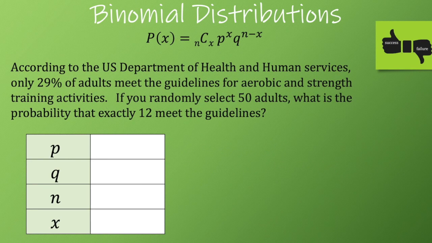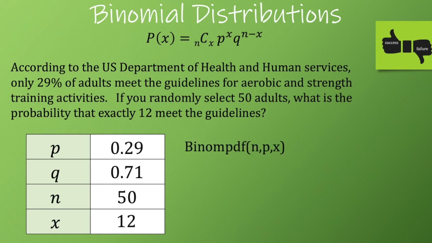According to the U.S. Department of Health and Human Services, only 29% of adults meet the guidelines for aerobic and strength training activities. If you randomly select 50 adults, what's the probability that exactly 12 will meet the guidelines? So again, we need to find our variables. P is 0.29. Q is the complement of that, 0.71. N is 50. X is 12.